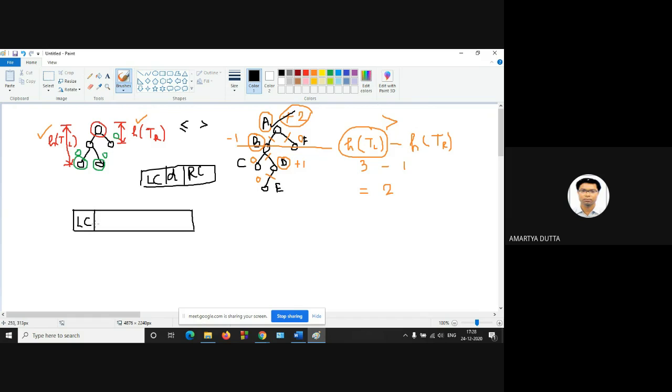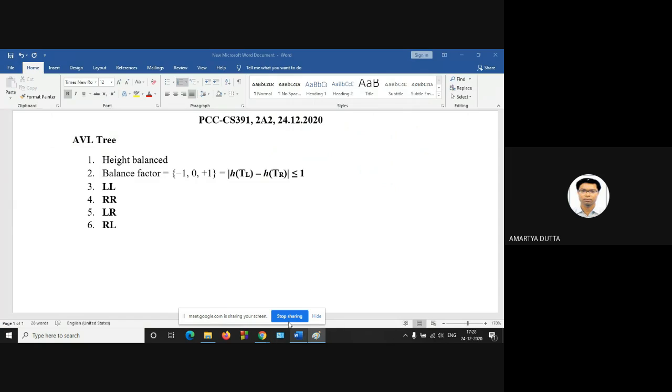Okay. Then you can write the data part. Okay. Next one is your height part. Okay, height part, and next right child part. So struct node. So struct node.